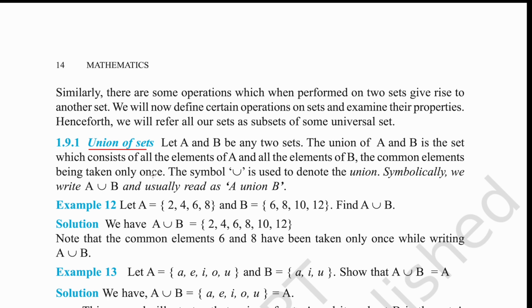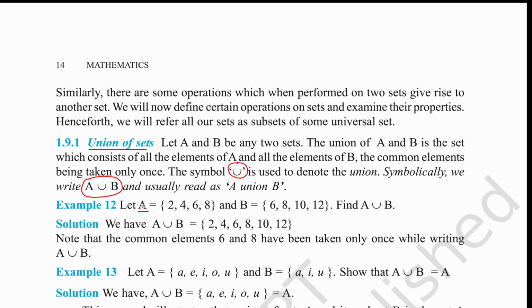Now let's see with an example. For example, you have set A given as 2, 4, 6, and 8, which are the elements inside A. We have set B, which has elements 6, 8, 10, and 12. And we have to find the union. We usually represent union by this symbol. This symbol is basically used for the term union, right? And if we have to write union of two sets A and B, we write it as A union B, and it is usually read as A union B, right? Okay, now let's see the example.